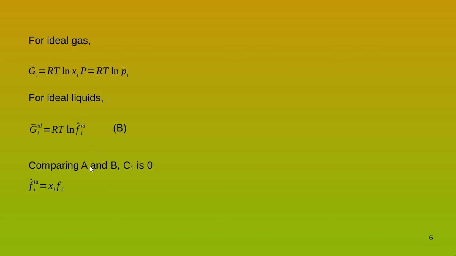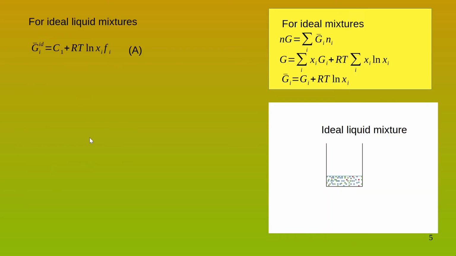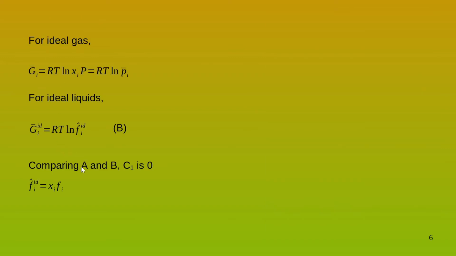Now if we compare equation A and equation B, we get C1 as 0. This is equation number B, and let's go back to equation number A. Now if we compare equation A and equation B, we naturally get C1 is equal to 0 and we get fi^ID, that is the partial fugacity of component i in a mixture, is nothing but xi into fi, where fi is the fugacity of the pure liquid i.